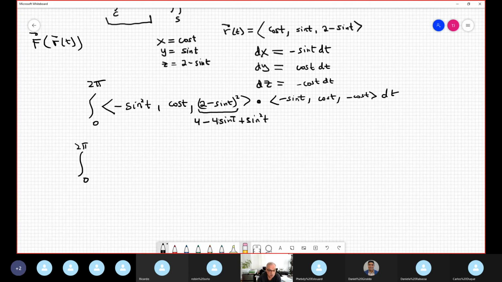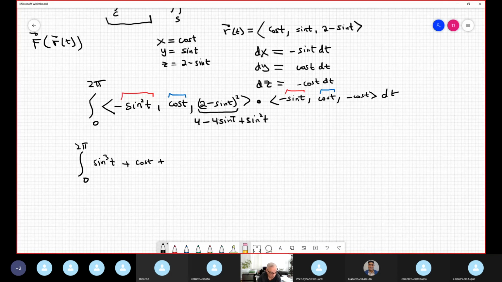So, first component is this. Let me use color for identification, otherwise I am lost. This and this together. So it's sine, plus, because negative times negative is positive, sine cubic t. Okay. The second component is easy. It is cosine, cosine square, no? Cosine square, yes, right. Cosine square.